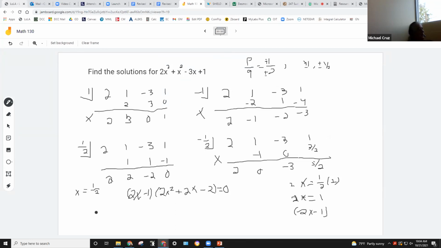All right, so the solutions are 1/2 and negative 1 minus i over 2, negative 1 plus i over 2. So there's our three solutions.